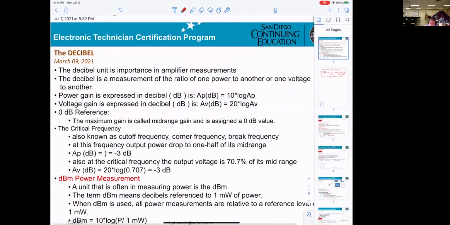Now, we're talking about voltage. Voltage gain expressed in decibel will be equal to 20 log of AV. It will be different from power. Power will be 10 times, while voltage or current will be using 20.